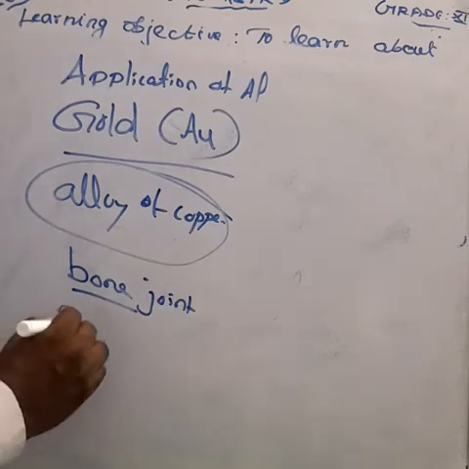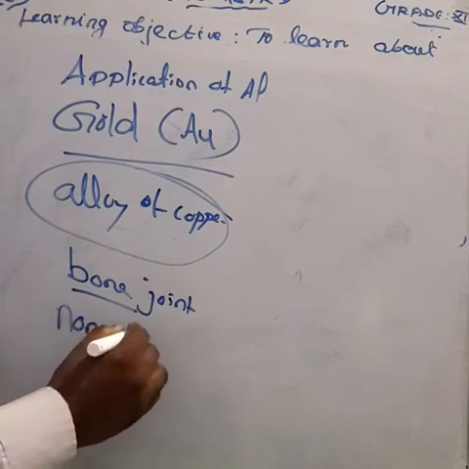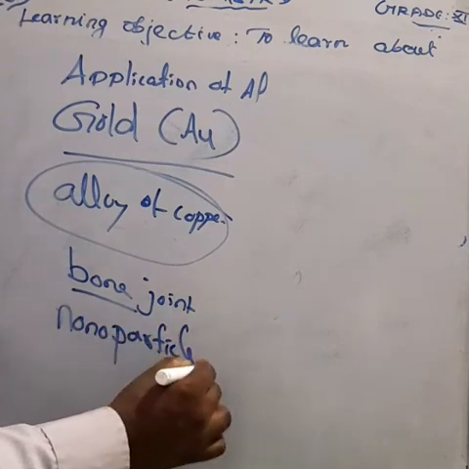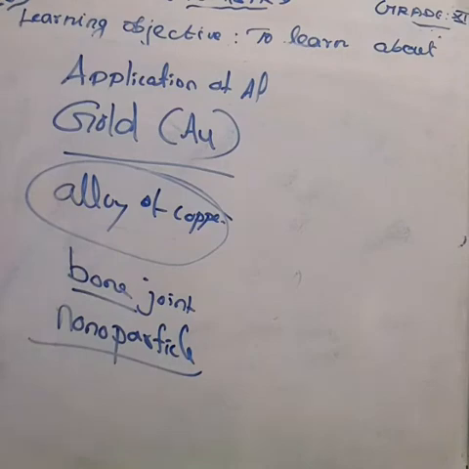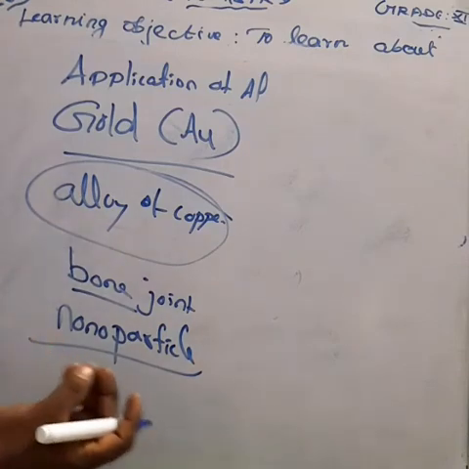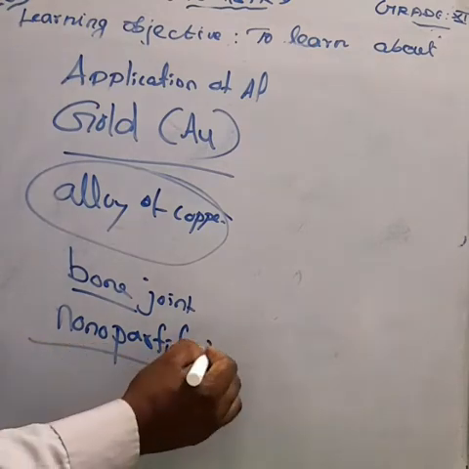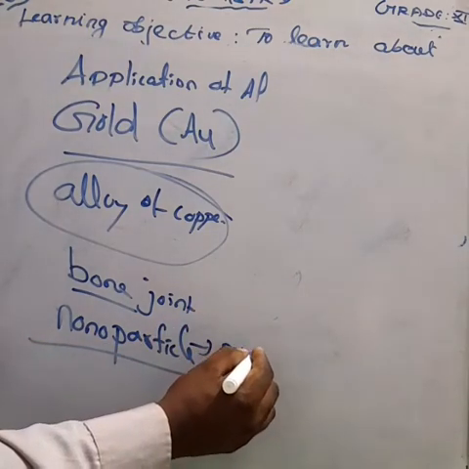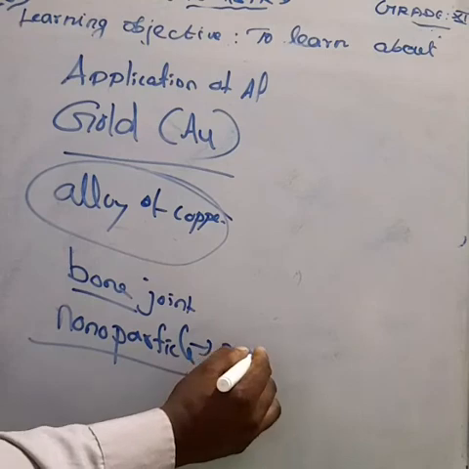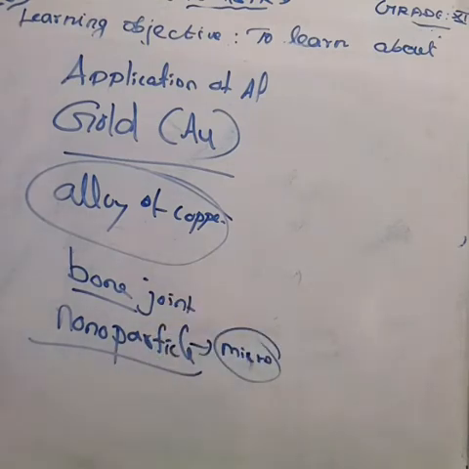Gold nanoparticles are also used for increasing the efficiency of the solar cell. Do you know about the solar cell? Some solar cells are in our watches, calculators, everything, am I right? So gold nanoparticles. What's the meaning of nanoparticles? Nano means very, very minute. Nanoparticles are used to increase the efficiency of the solar cell. And gold nanoparticles are also used as a catalyst.